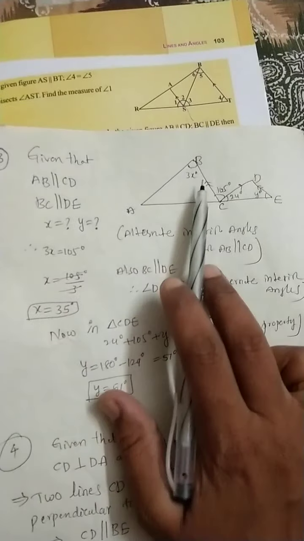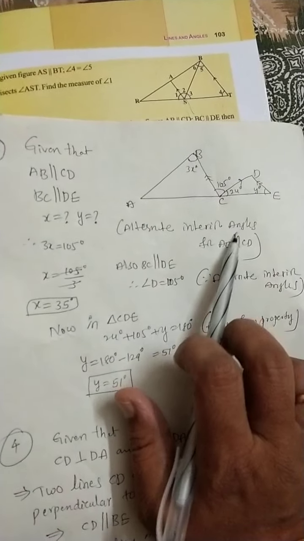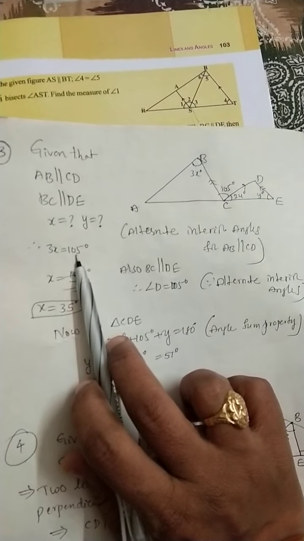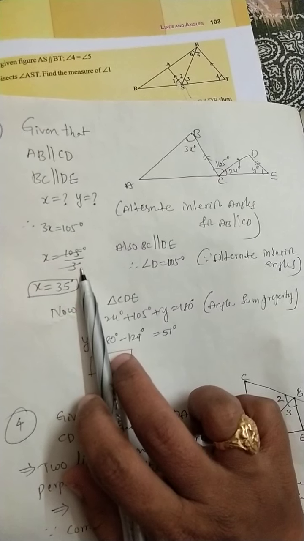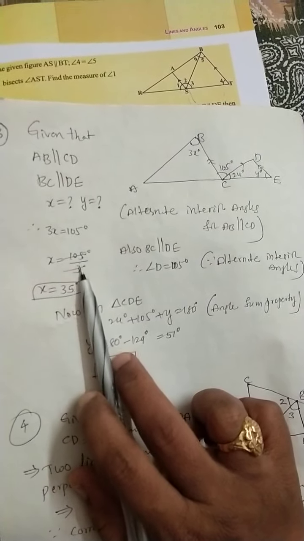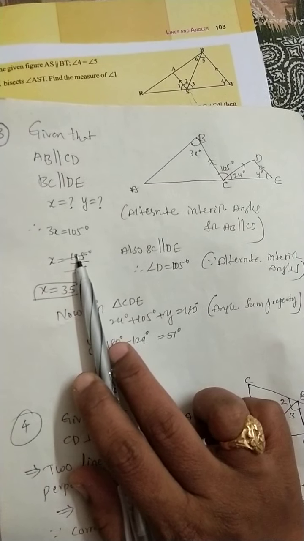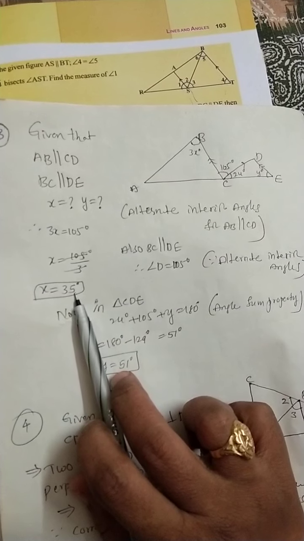See, 3x is equal to 105. Why? Because alternate interior angles are equal. So 3x is equal to 105. Now x is equal to 105 divided by 3, transpose of multiplication gives division. Now if you do the cancellation, 3 1s are 3, 3 5s are 15. So x is equal to 35.